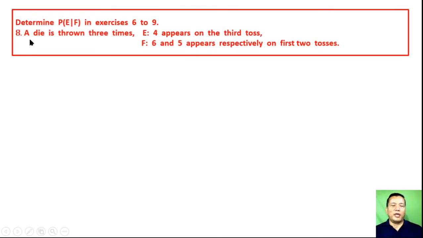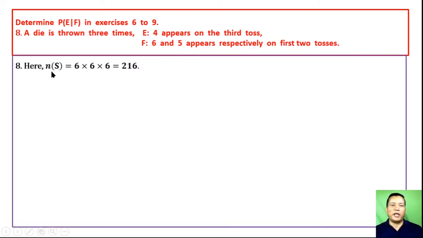A die is thrown 3 times. E: 4 appears on the third toss. F: 6 and 5 appear respectively on the first 2 tosses. Then the sample space S has outcomes, 6 into 6 into 6, 216 in total.